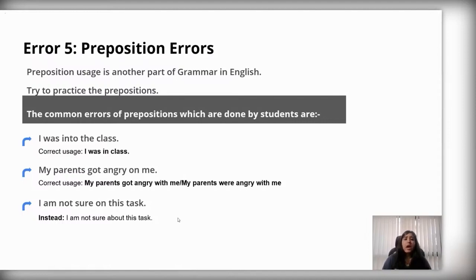And last example, I'm not sure on this task. So if you maybe just don't understand what the examiner is saying, you say, I'm not sure about this task, or I'm not sure on this task, they'll be like, okay, that didn't sound right. So instead, like I just said, I'm not sure about this task. Could you please repeat the question, etc., right? So make sure that you understand where to use which prepositions and practice using those prepositions. Okay?